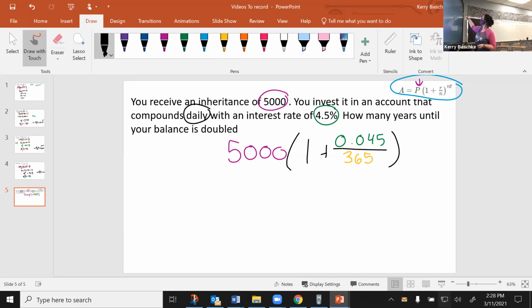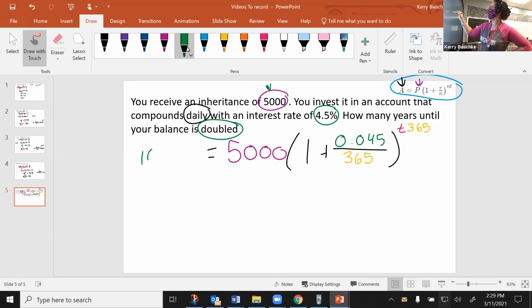And then on our exponent, we're going to do the same thing. We have our t, which is what we're solving for, but it's being multiplied by that n as well, times the 365. The last thing we need to figure out is how much is our account that we're looking for. And we want to know what that's going to be when it is doubled. So we're going to take our 5,000 and double it. That's our goal. Well, 5,000 doubled gives us 10,000.